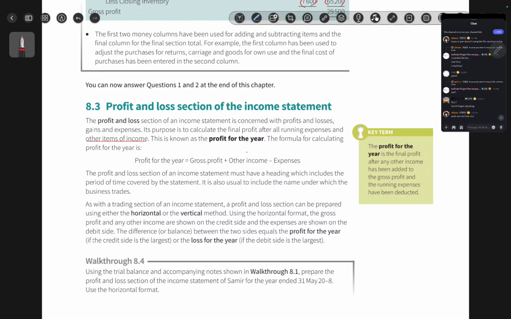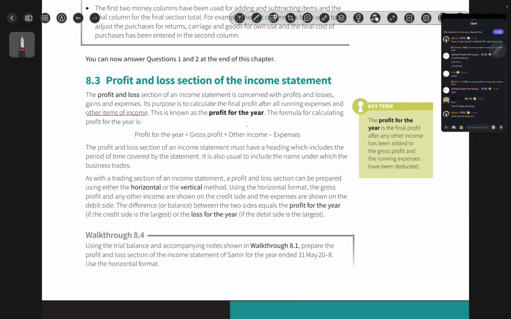The formula for calculating the profit is gross profit plus other income minus expenses. Other income is just what I said, and expenses can be your normal expenses: rent, wages, insurance, utilities. Okay. Profit for the year is the final profit after any other income has been added to gross profit and the running expenses have been deducted. Running expenses as in expenses that are needed to run the business. Okay, so your yearly expenses.